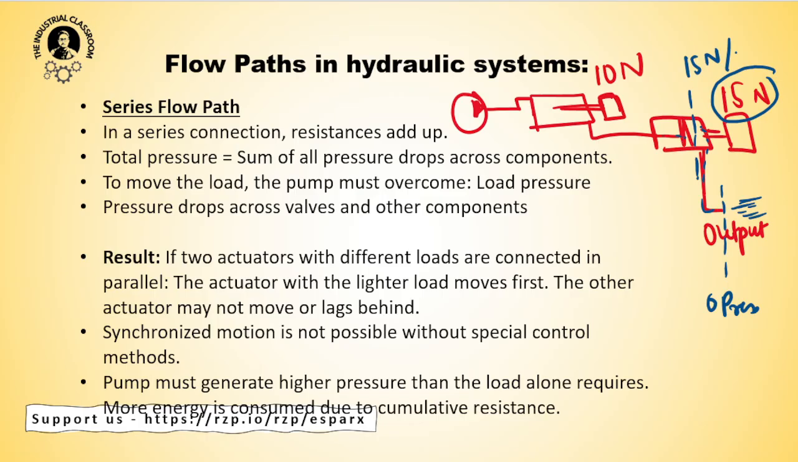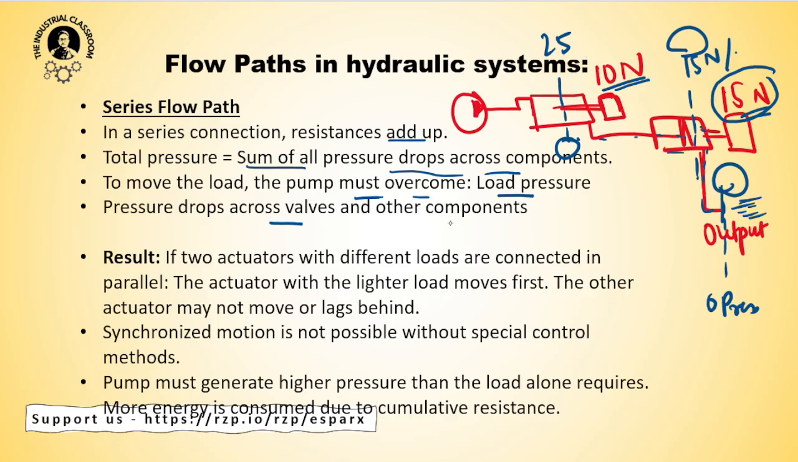Okay, next when we come here, the pressure will add up. 10 plus 15, that is 25, means here at this point it has to work with two pressures. This pressure will also act, this pressure will also act. 10 plus 15, that is 25 Newton pressure will be shown in this gauge here. In this gauge here it will show 15 Newton, and in this gauge it will show 0 Newton, right? So in a series connection, resistances add up. Total pressure is equal to the sum of all pressure drops across components. To move the load, the pump must overcome load pressure. So this is the load pressure, the 25, 15, 0. These are all load pressures.